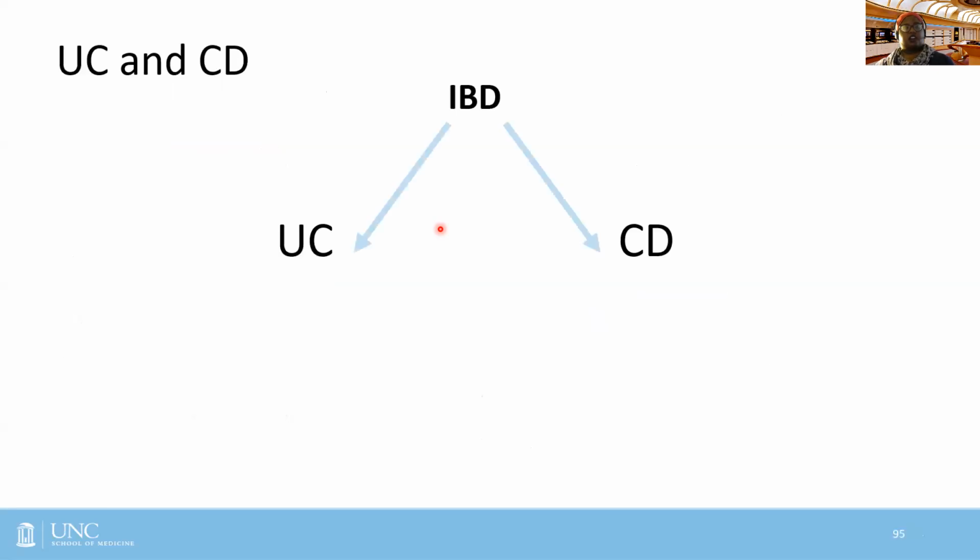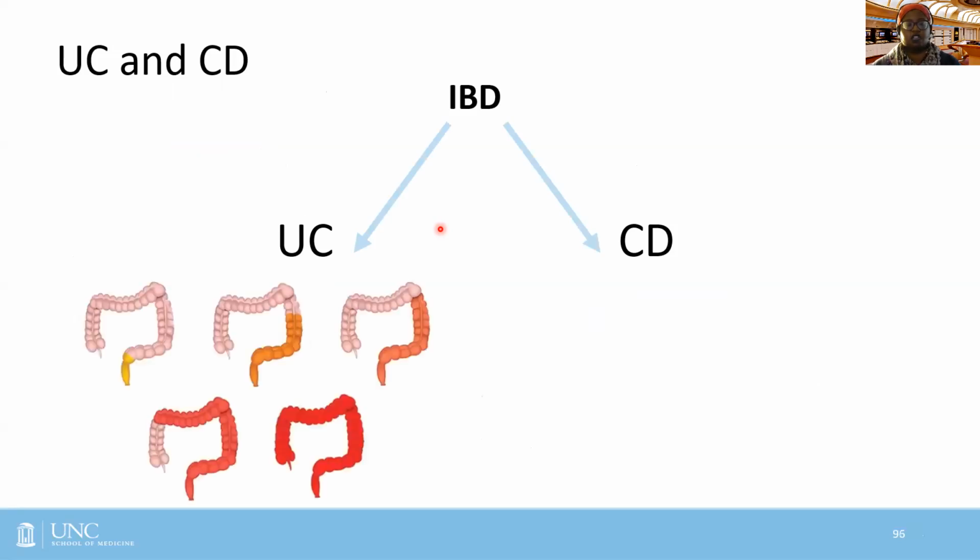So just a reminder of the differences between UC and CD. While both UC and CD are subtypes of IBD, their presentation is radically different. Ulcerative colitis involves contiguous inflammation along the gastrointestinal tract. So as you can see here, some just involve the rectum, while other parts involve more of the colon, while others extend to entire inflammation of the gastrointestinal tract, referred to often as the pancolitis subtype of UC.